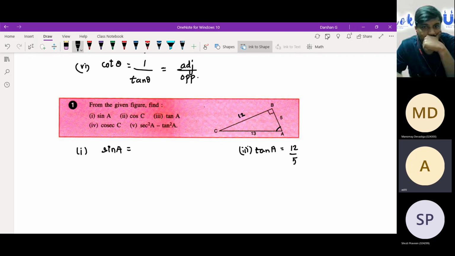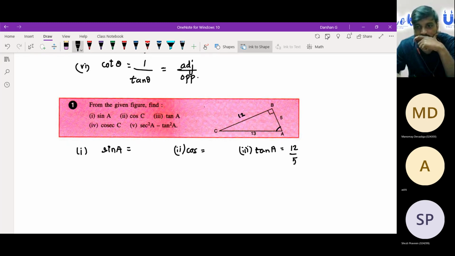Cos C is 5 by 13. Let's see. Did you get it? I think you got it wrong. It's 12 by 13. Nevertheless, okay, fine. What about sine A?